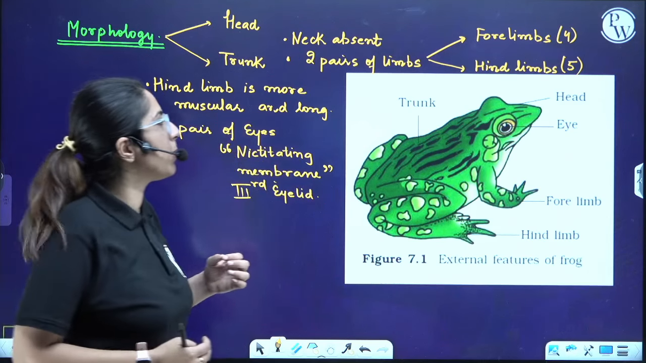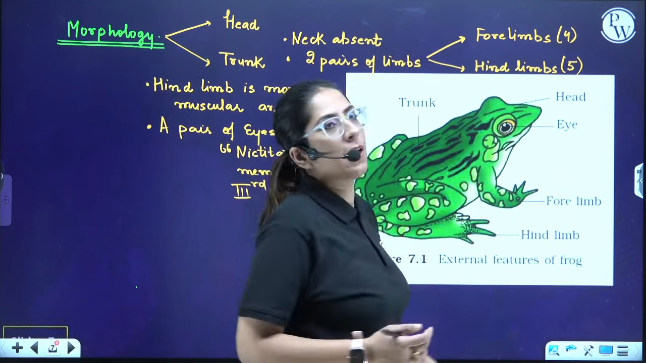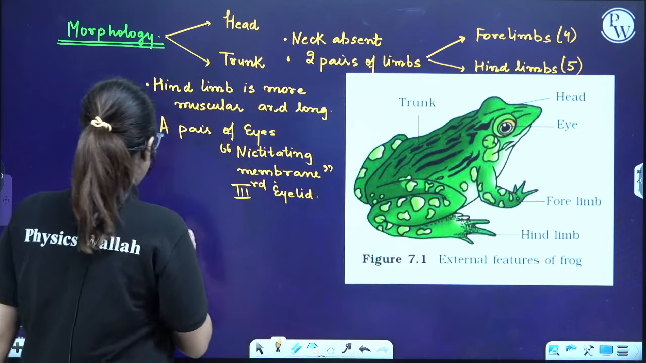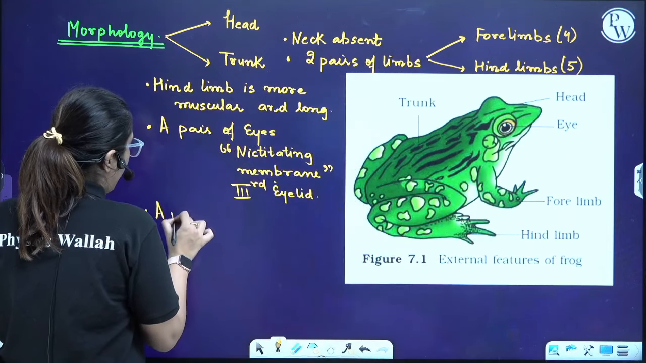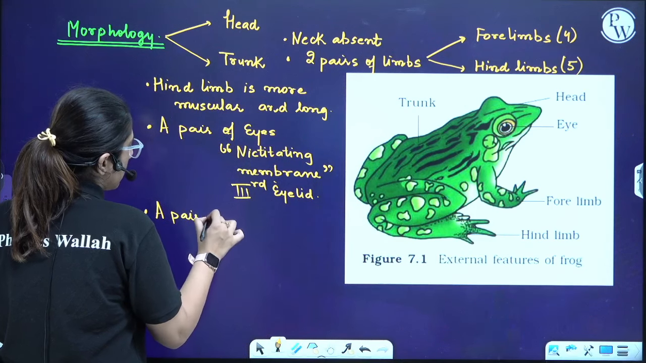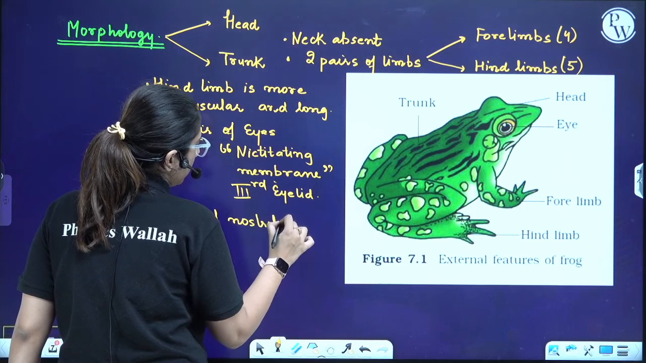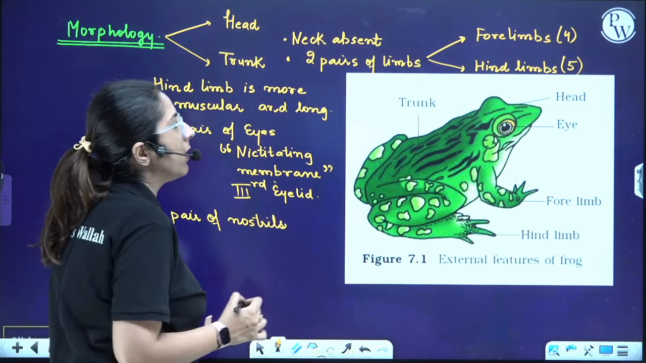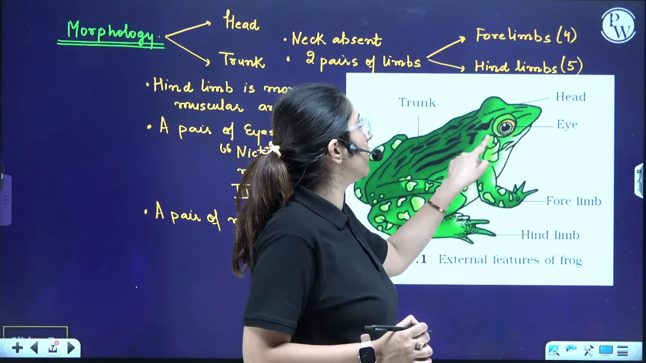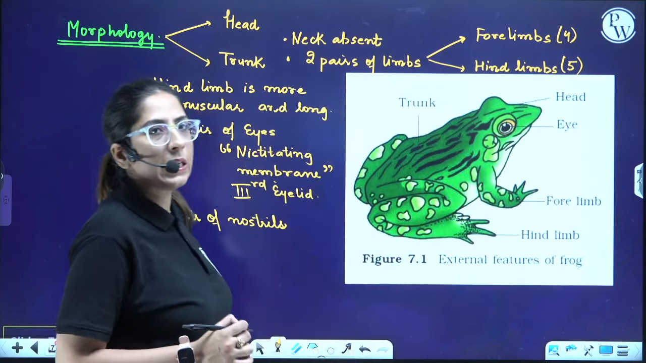Now, what else is present? You will see here a pair of nostrils. What do they have? A pair of nostrils. Guys, can you see the structure over here? What is this? This is the ear.